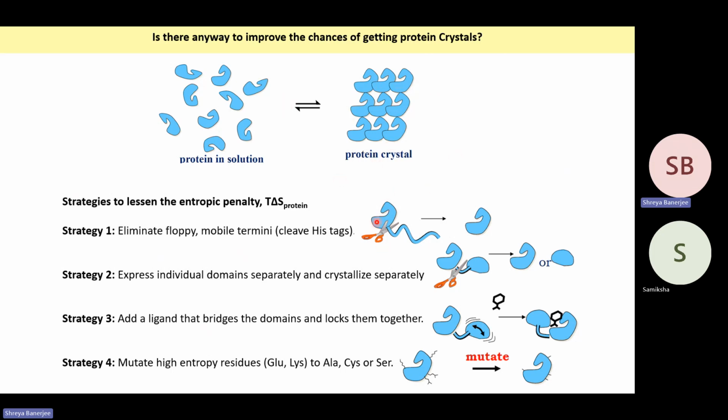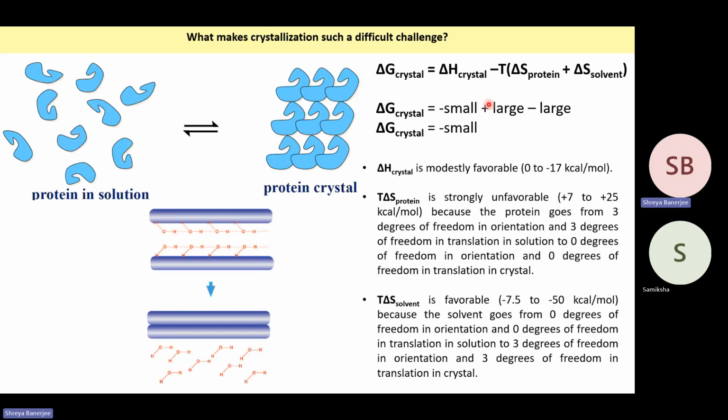So some modifications in the protein like this will help us reduce the loss in entropy that is happening when a protein is going from solution to crystal. And that will help reduce this unfavorable term. Positive terms are unfavorable. That will help us reduce this term, and it will make the process more thermodynamically favorable.